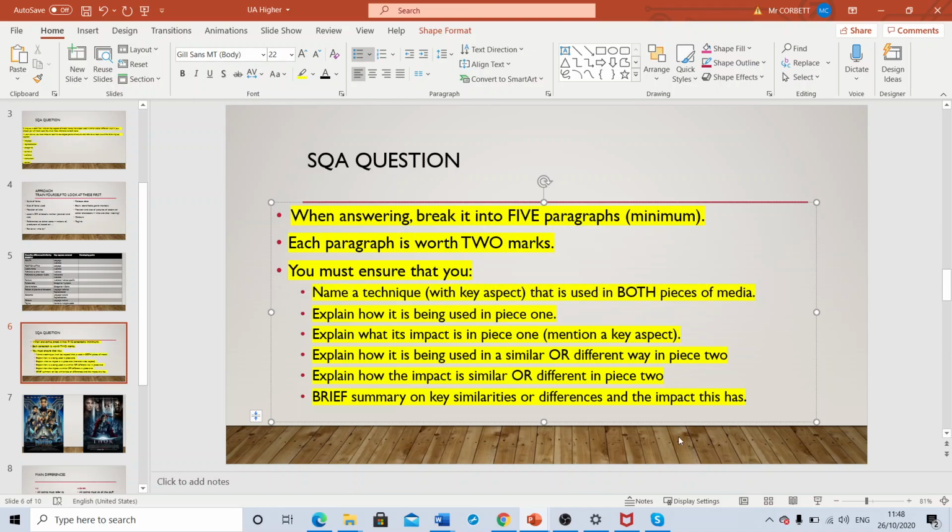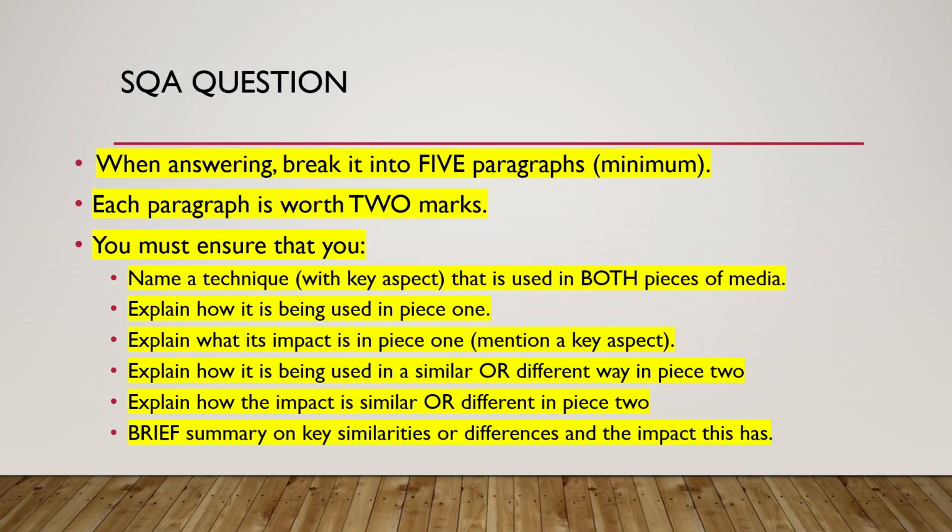Now, if you already copied this down, don't worry too much. But basically, in your paragraph, you should mention at least 2 different key aspects for each paragraph. That way you know you are dealing with enough. So the first thing is you name a technique and you analyze it for piece one, name a technique and you analyze it for piece two, and then you explain how the impact is similar or different in piece two from piece one.